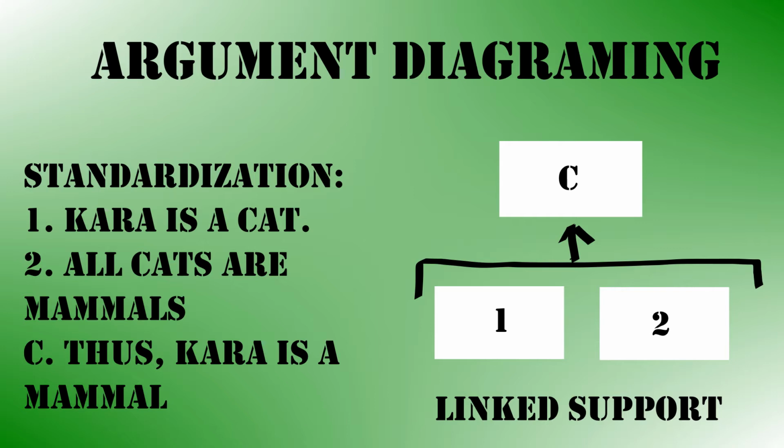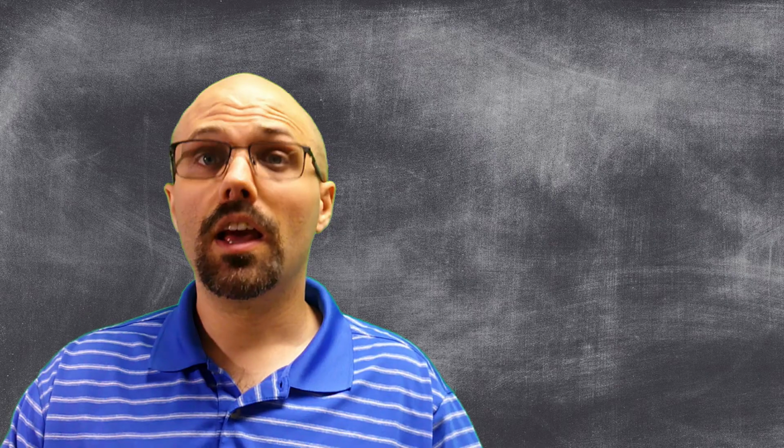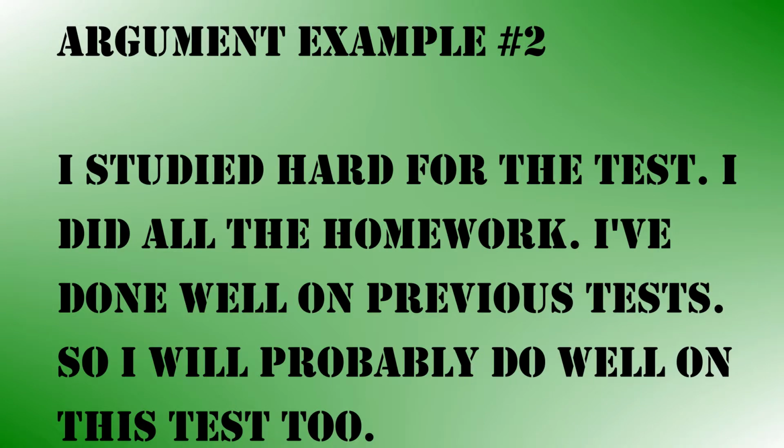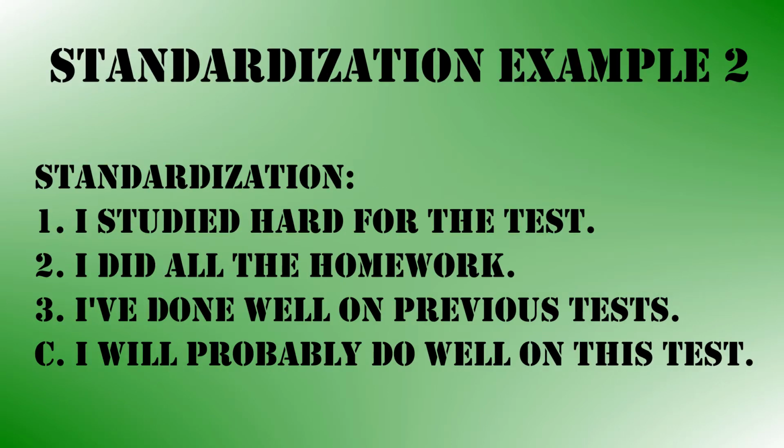So we see that when arguments rely upon premises working together to establish the conclusion, and individually they don't work, we diagram that by sort of bracketing those premises and drawing a single line up to the conclusion. Let's look at a different example that we can contrast it with. Let's look at the second argument we looked at last time. So this argument: I studied hard for the test, I did all of the homework, I've done well on previous tests too, so I will probably do well on this test. And last time we standardized this argument in the following way.